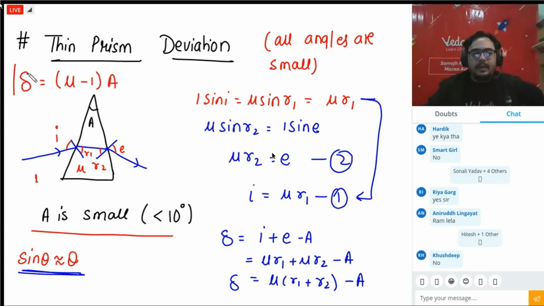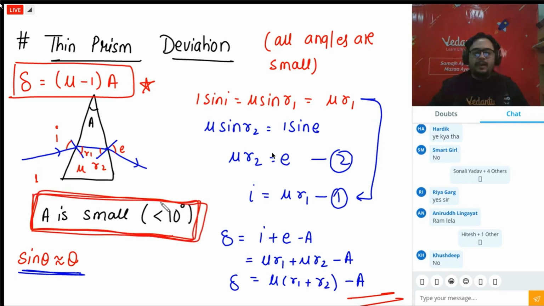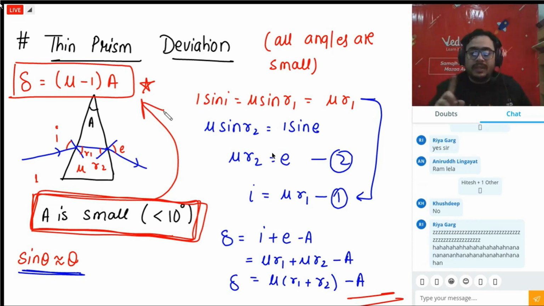The formula for this is very short and easy, please remember it. For thin prism, this is the derivation. Deviation is very, very small, which is mu minus 1 into A. Whenever light is incident on it, you don't need I, you don't need R1, you don't need E. For thin prism, remember this condition, A should be less than 10 degree. For thin prism, deviation can be calculated simply by this formula. Not for thick prism. If it is thick, it won't work. Please copy it, everyone.